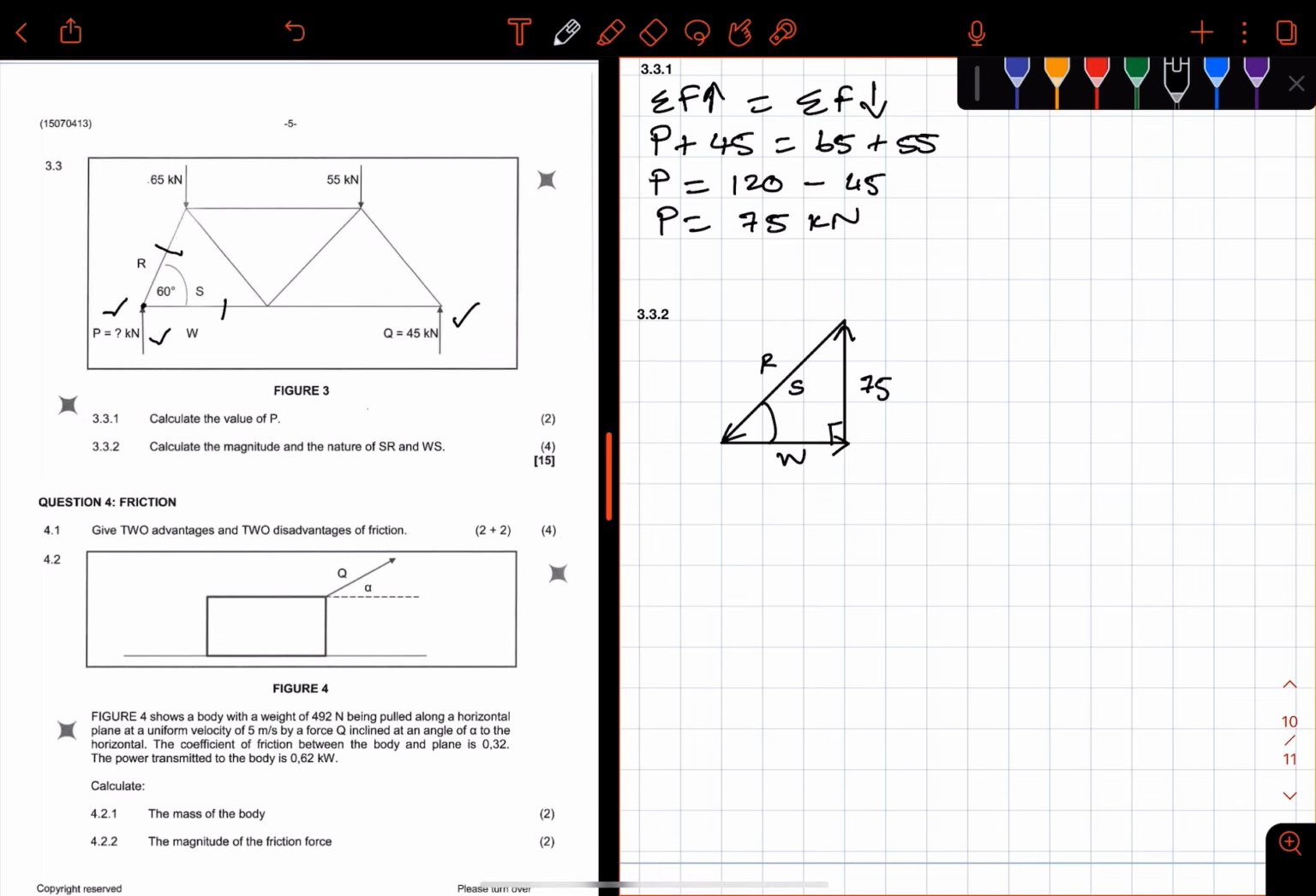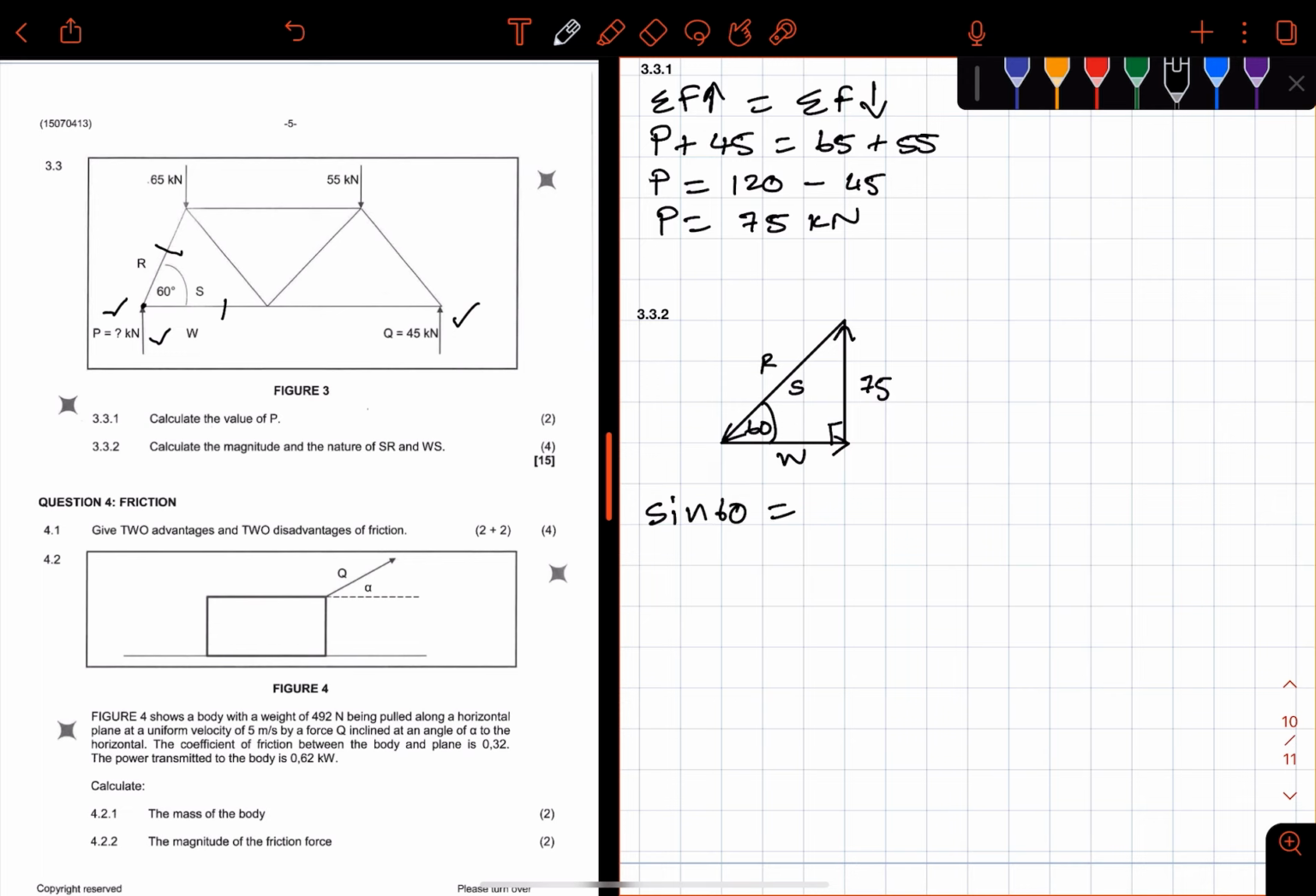Remember, we have this angle of 60 degrees. How do we know that? On the roof truss, in figure 3, RS is making an angle of 60 degrees with WS. So we didn't just come up with this angle, we saw it on figure 3. So to get RS, remember everything has to be in conjunction with the angle 60 degrees. So 60 degrees is opposite 75 kilonewtons. Because it's opposite and RS is the hypotenuse, we are going to use sine.